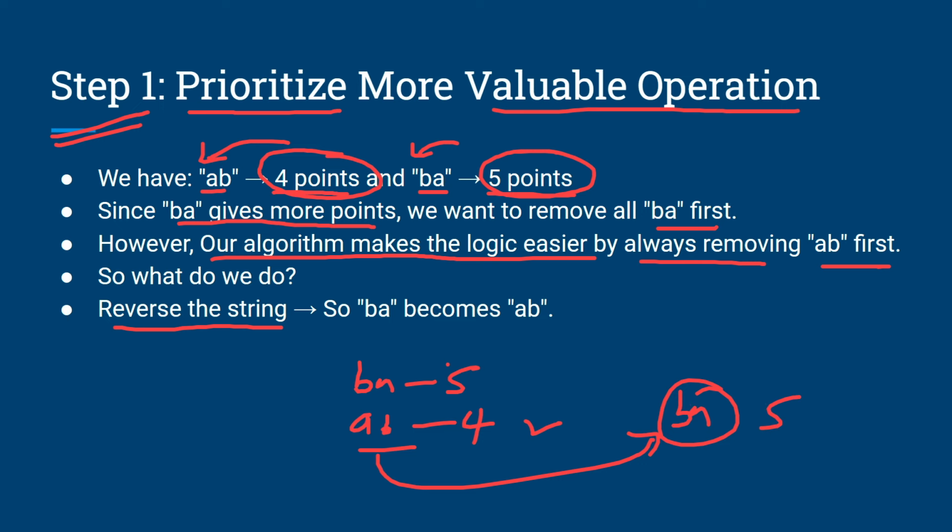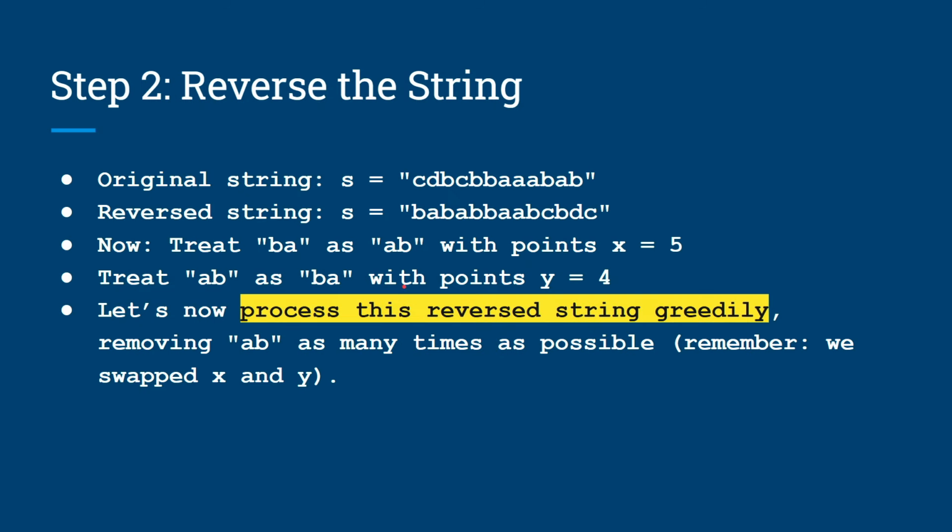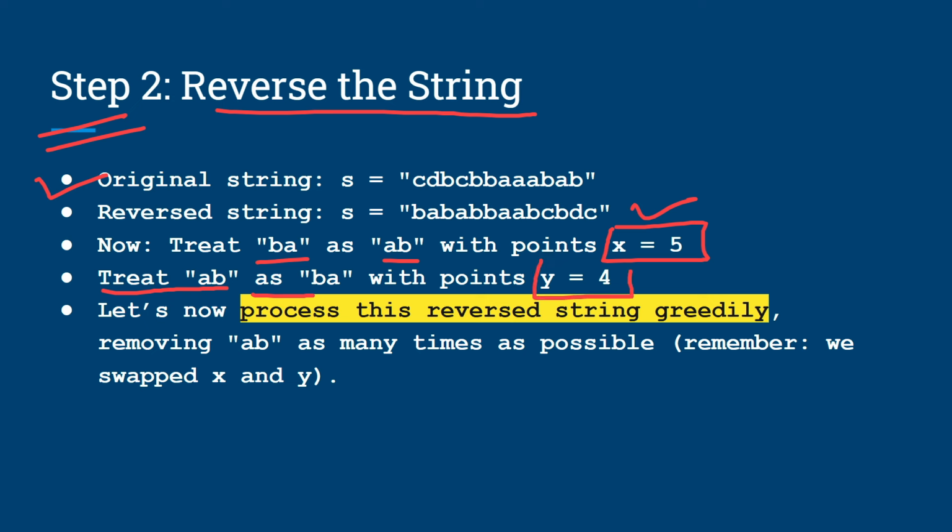So you have to think in a little smarter way. If we prioritize, after that we reverse the string. Let's suppose from the original string that we have here, if we reverse this string, we will get a string like this. Now we'll treat BA as AB with points x equal to 5. We are treating AB as BA with points y equal to 4. So let's now process this reverse string greedily and remove AB as many times as possible.